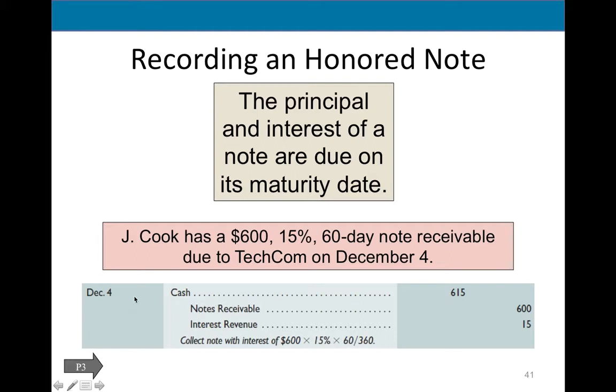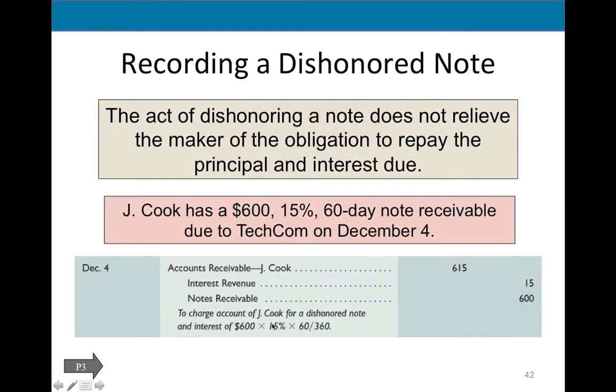So on December 4th, we're collecting a note. When the note is collected, it's called honored note. It was paid, honored. Debit cash, credit NR by the amount of principal, and interest goes to interest revenue. Now, if the note is dishonored, so J. Cook does not pay us, we take 615 and we move it to AR. We say, you now owe me $615.